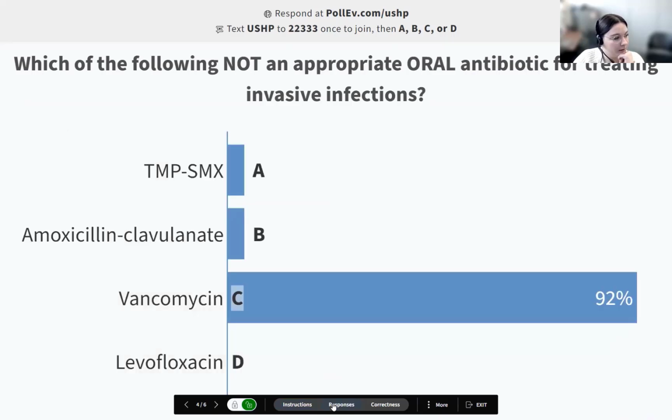Right. So it looks like most people chose C, oral vancomycin. And that is correct. So for an oral antibiotic, A, B, and D were all ones we discussed throughout the presentation that could be potential options for treating invasive infections. Oral vancomycin is used only in C. diff infections because it has incredibly poor oral bioavailability. So C is the correct answer.